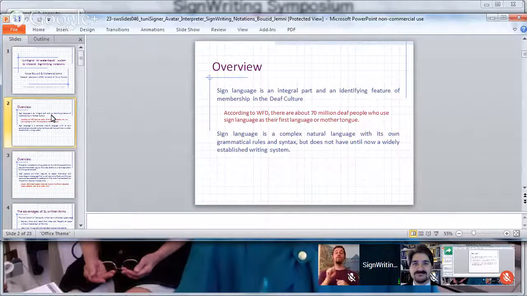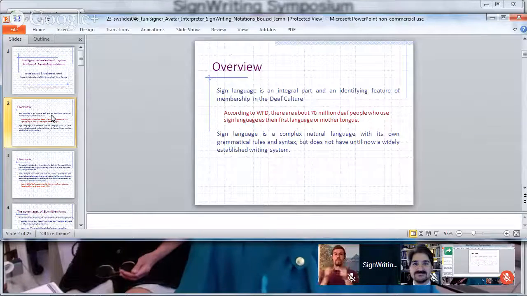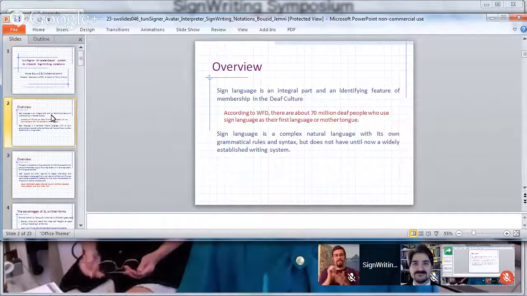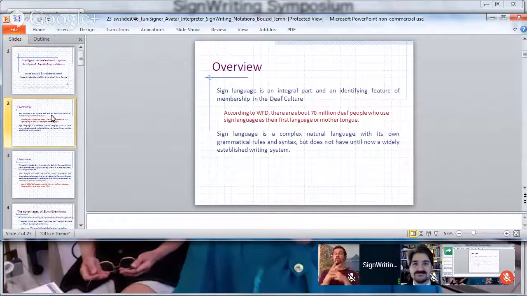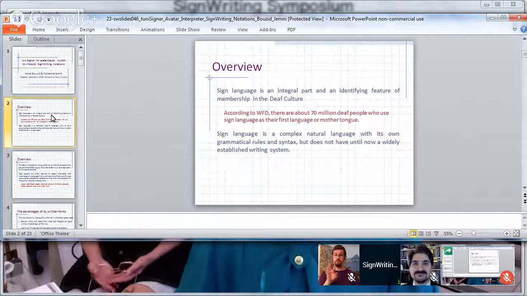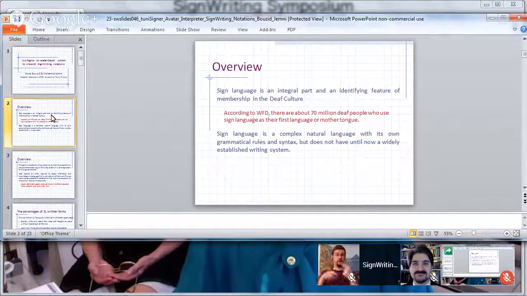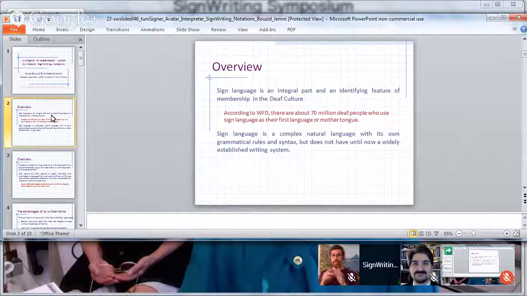So now Yosra says, this is an overview. Sign language is an integral part and an identifying feature of membership in the deaf culture. According to the World Federation of the Deaf, there are about 70 million deaf people who use sign language as their first language or mother tongue. Sign language is a complex, natural language with its own grammatical rules and syntax, but does not have, until now, a widely established writing system.